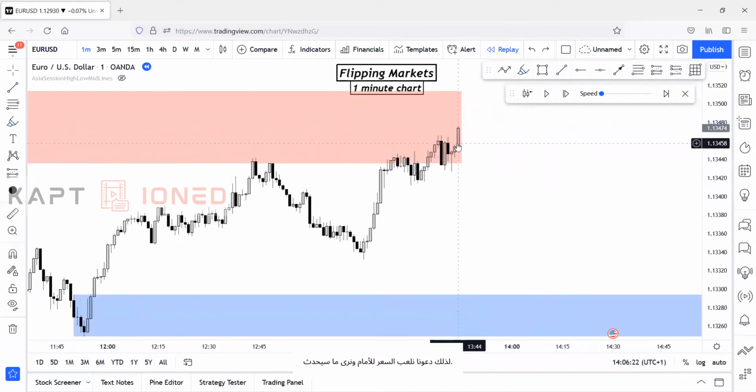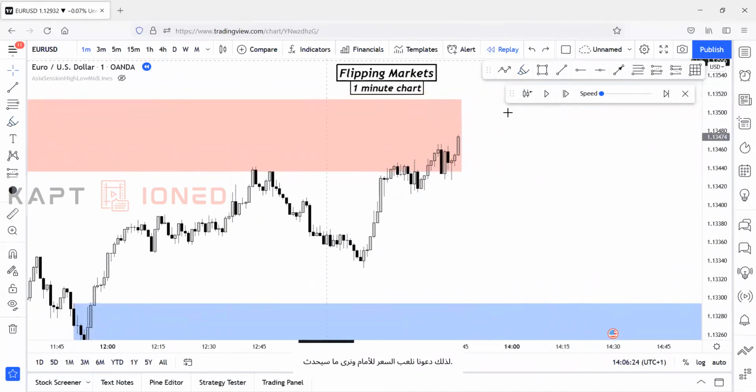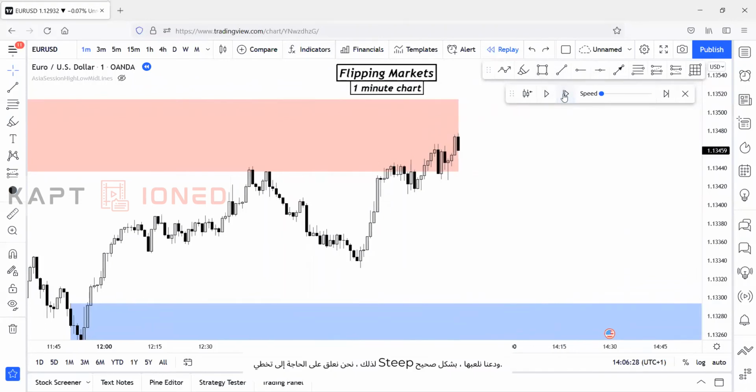So let's just play price forward and see what happens. So we are currently in the 1-minute, as you can see, and let's just play price.